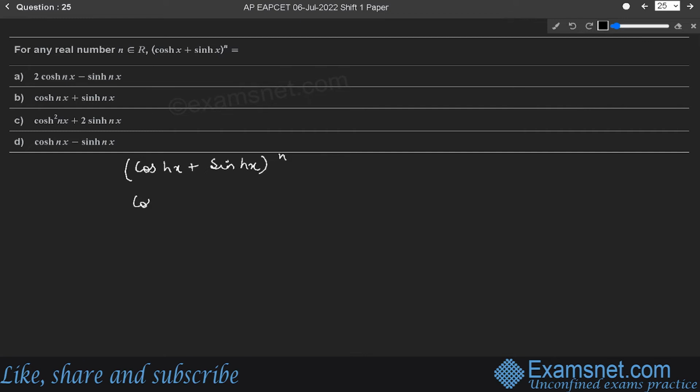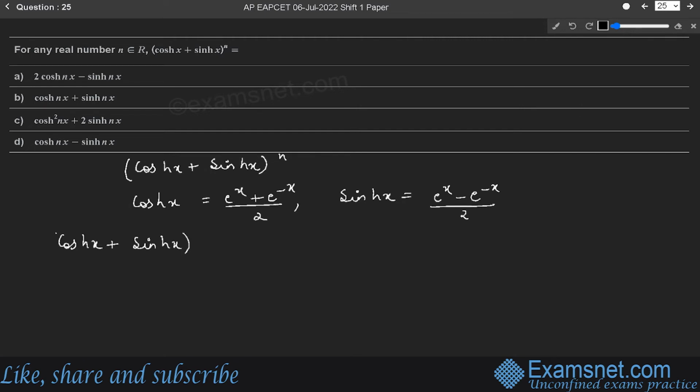So we know that cosh x is equal to (e to the power x plus e to the power minus x) upon 2, and sinh x is equal to (e to the power x minus e to the power minus x) upon 2. Therefore, (cosh x plus sinh x) whole power n will be equal to ((e to the power x plus e to the power minus x) divided by 2 plus (e to the power x minus e to the power minus x) divided by 2) whole power n.